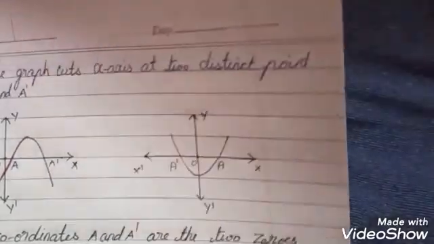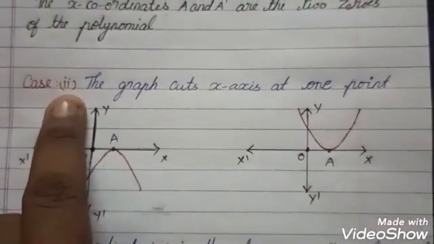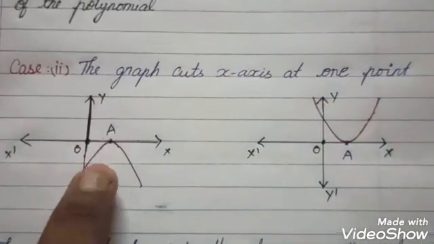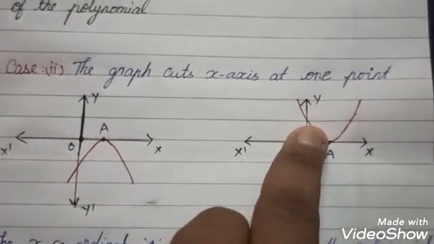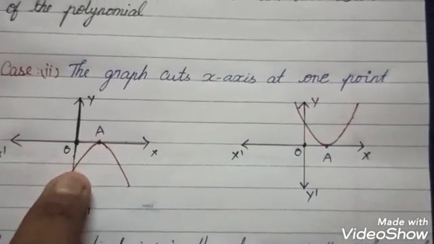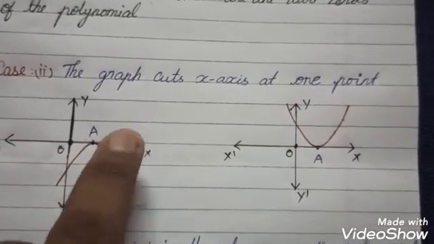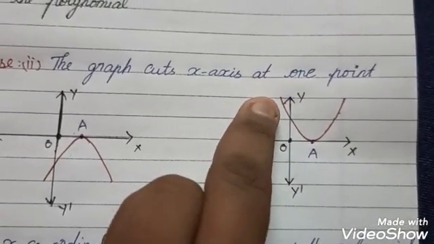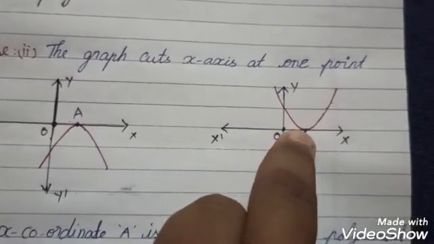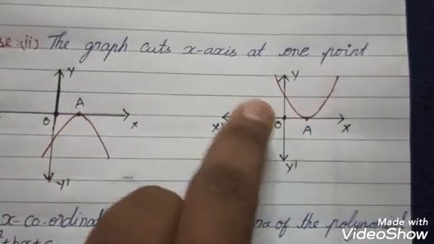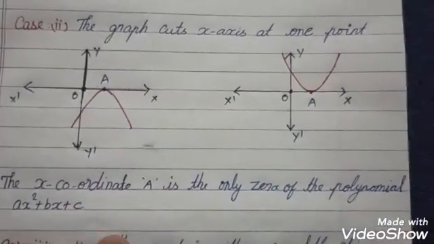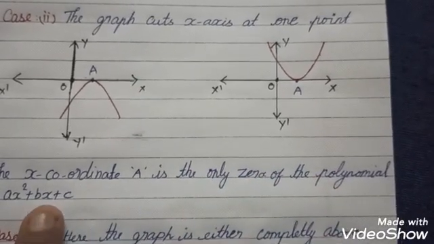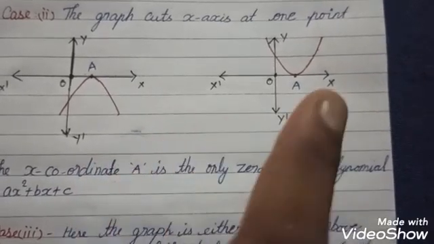Next we move on to case number 2. The graph cuts the x-axis at one point. You see an open downward curve and an open upward curve. This curve touches the x-axis at only one point A. In this graph also it touches only one point A. So the x coordinate A is the only zero of the polynomial ax square plus bx plus c. Clearly, there is only 1 zero.